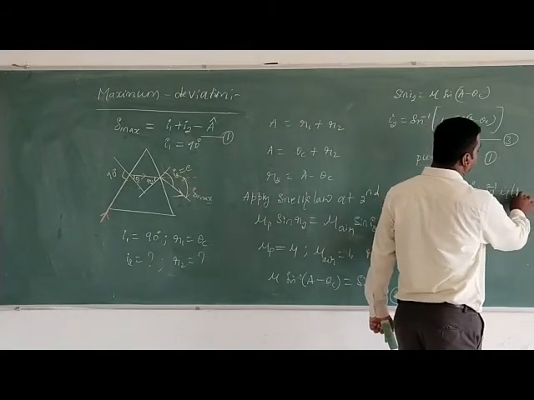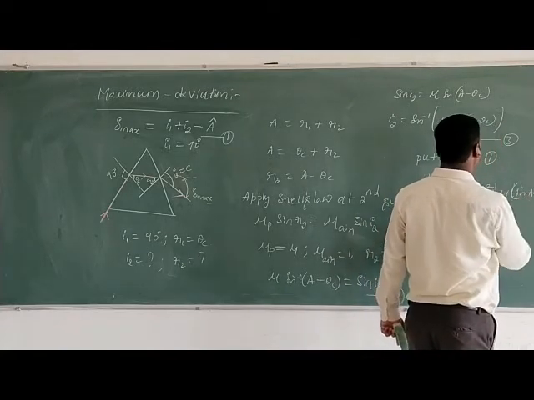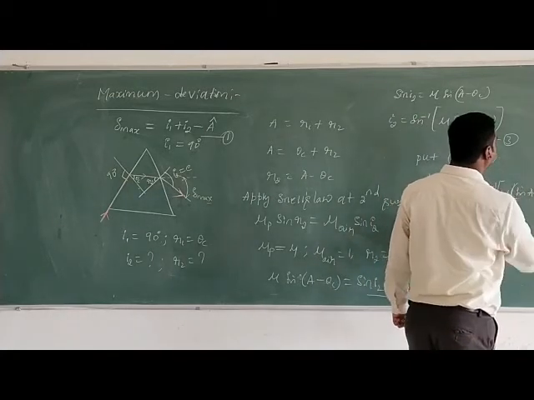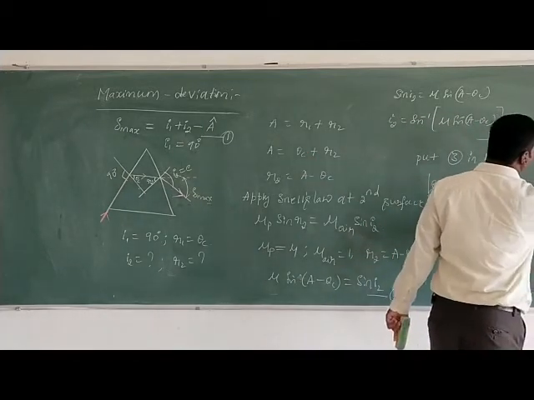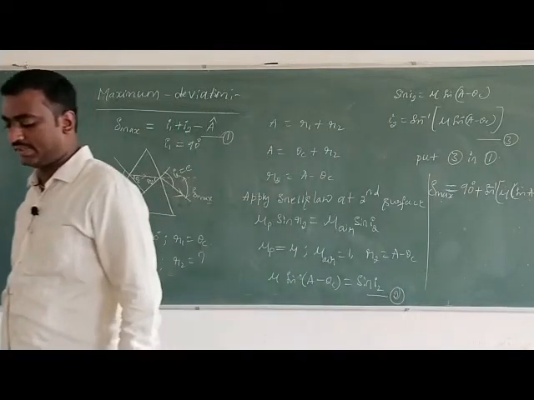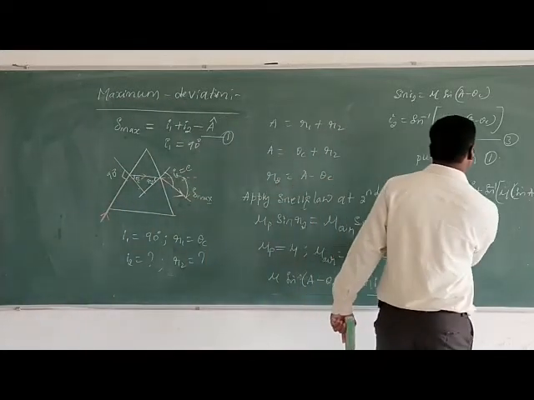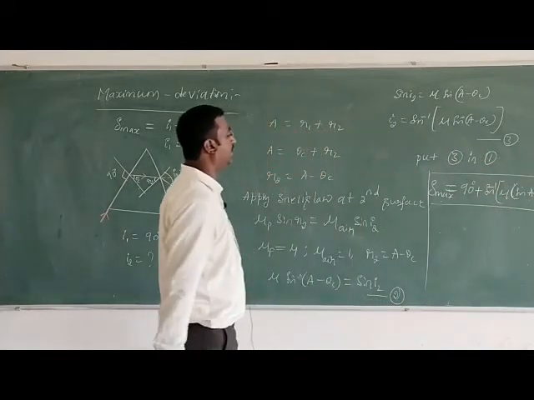sine inverse of mu of sine of A minus theta c, minus the angle of the prism, minus A, the angle of the prism. Now look at that maximum deviation formula. This is the formula we are going to use to calculate the maximum deviation in the case of a prism.